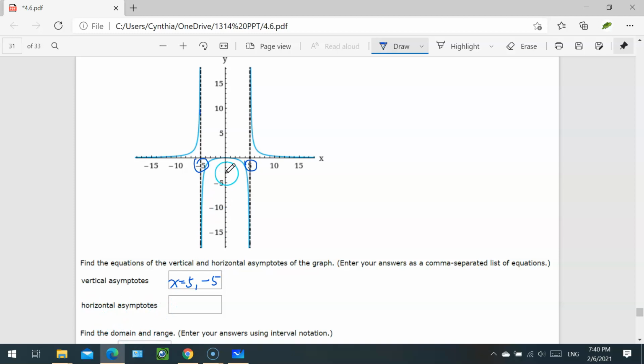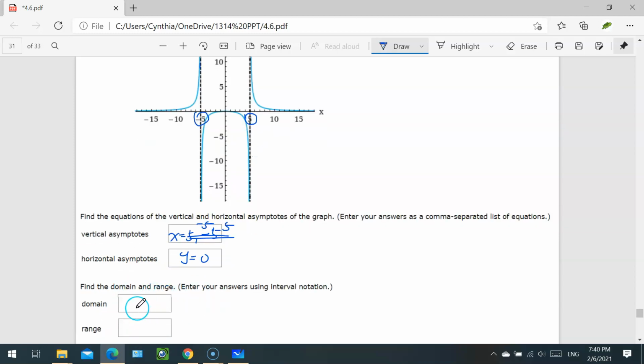Horizontal asymptote, this is a horizontal asymptote, right? So y equals 0 would be the horizontal asymptote. For the vertical asymptote, I'm not sure whether you have to put -5 on the left-hand side and +5 on the right-hand side. But if the program asks you to do that, you just reorder the pattern. Put -5 here and then +5 on the right-hand side.